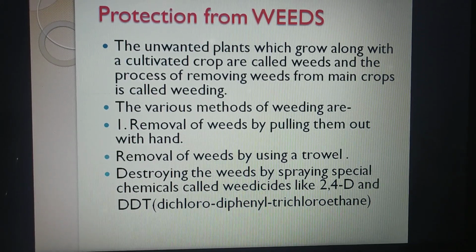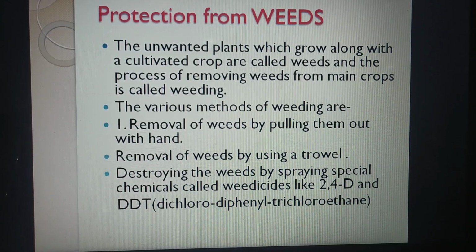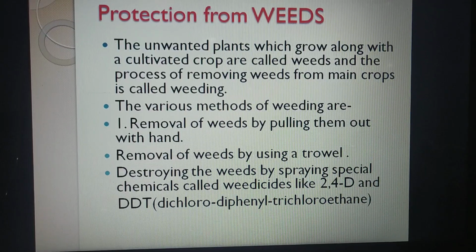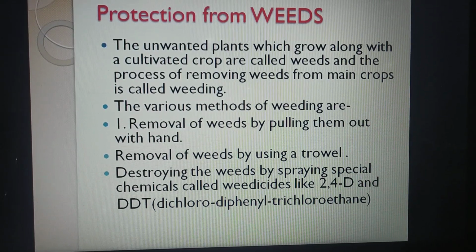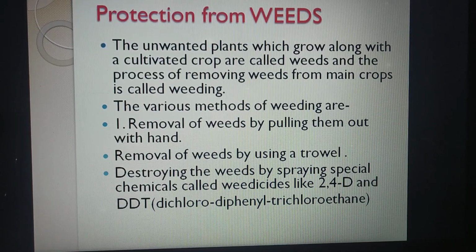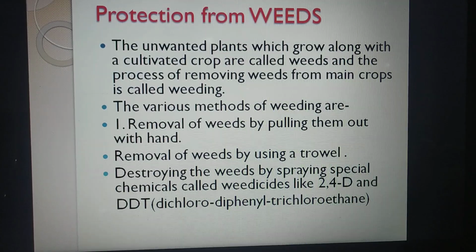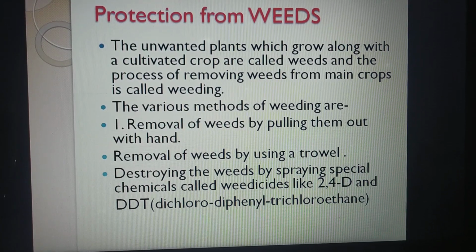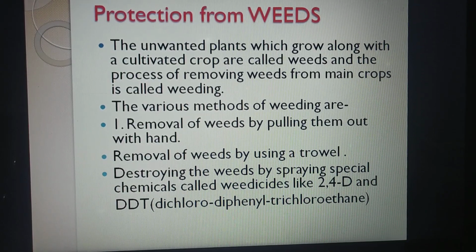So first of all see what the weeds are. The undesirable plants are called weeds. The unwanted plants which grow along with the cultivated crop are called weeds, and the process of removing these weeds from the main crop is called weeding. So it's necessary for the farmer to remove the weeds from the field.